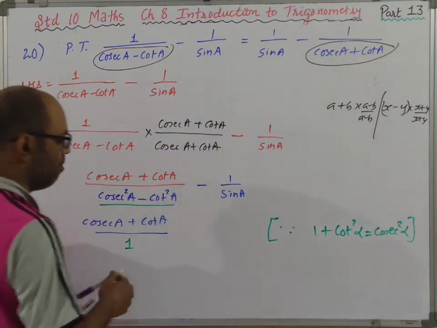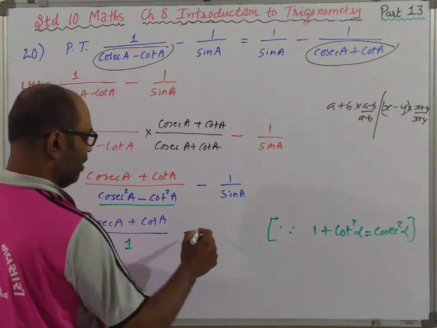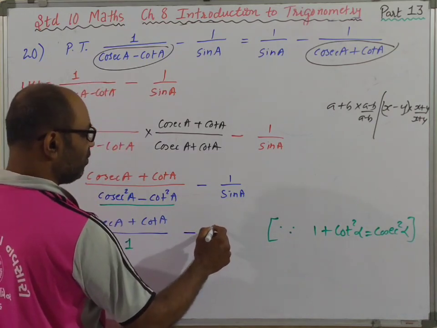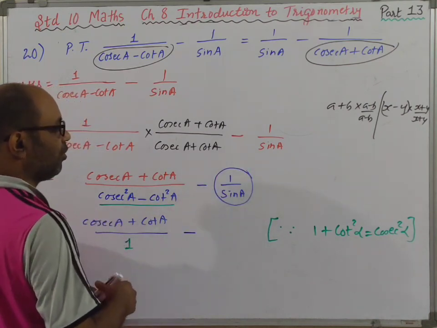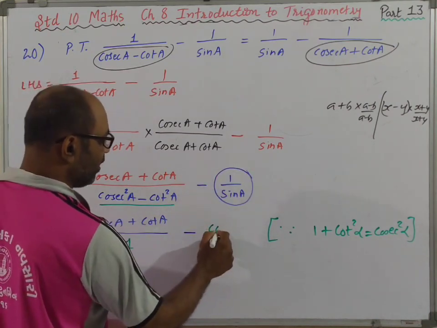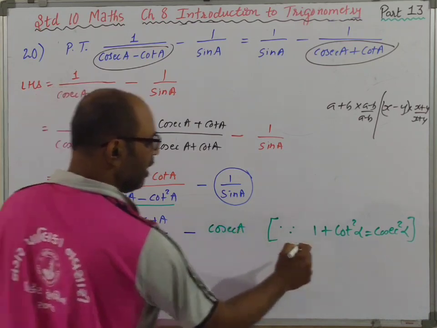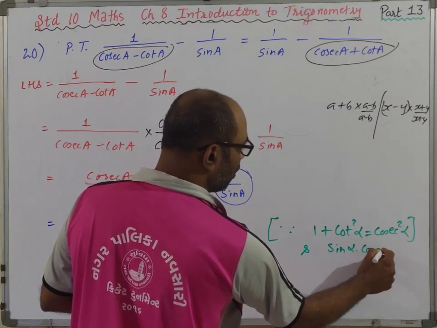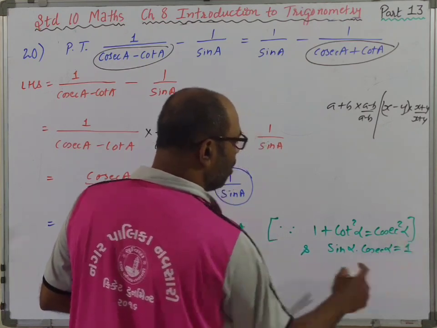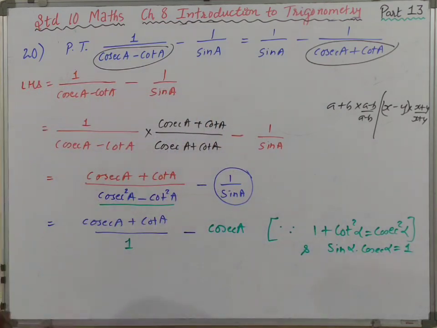This is 1 minus, children, very interesting, this 1 upon sine, I'm going to write cosec A, and you can write sine alpha into cosec alpha is equal to 1. You can add that, two things you have done.